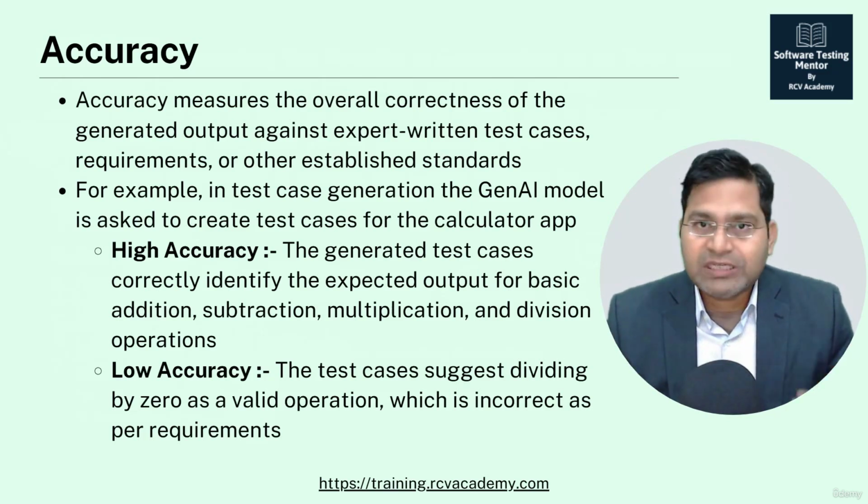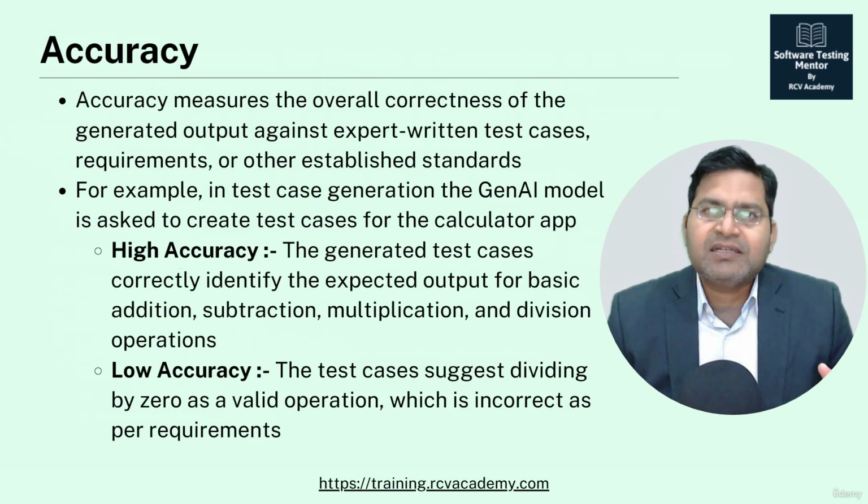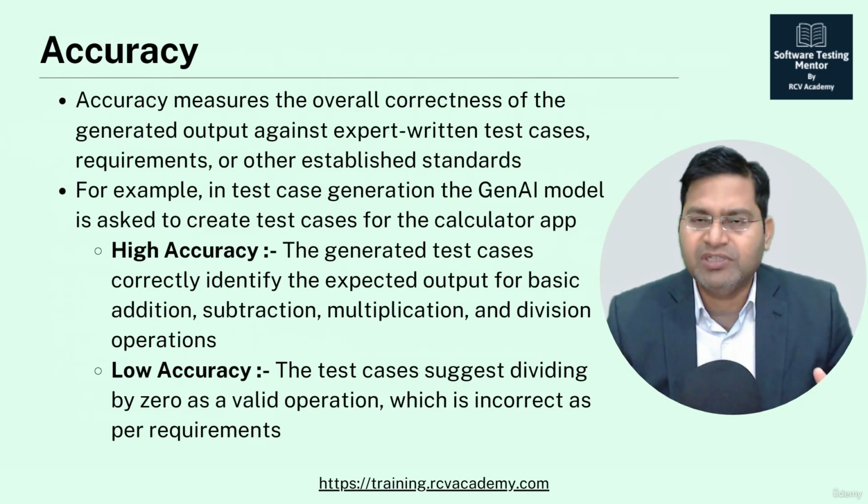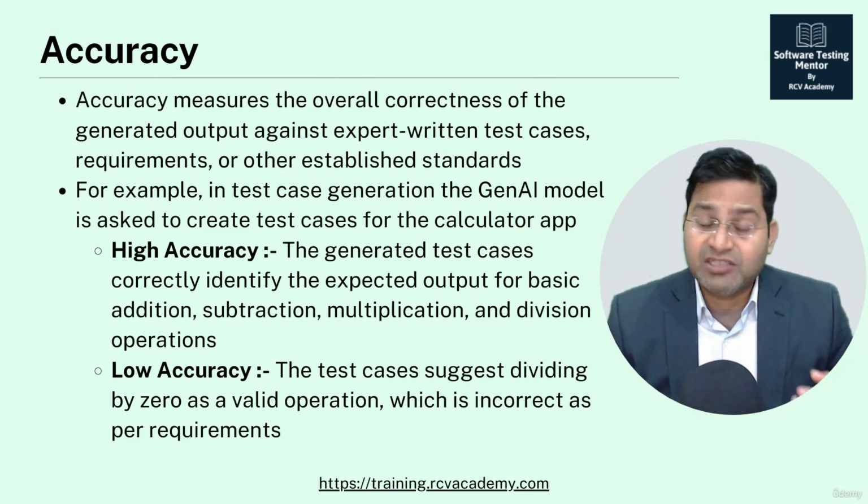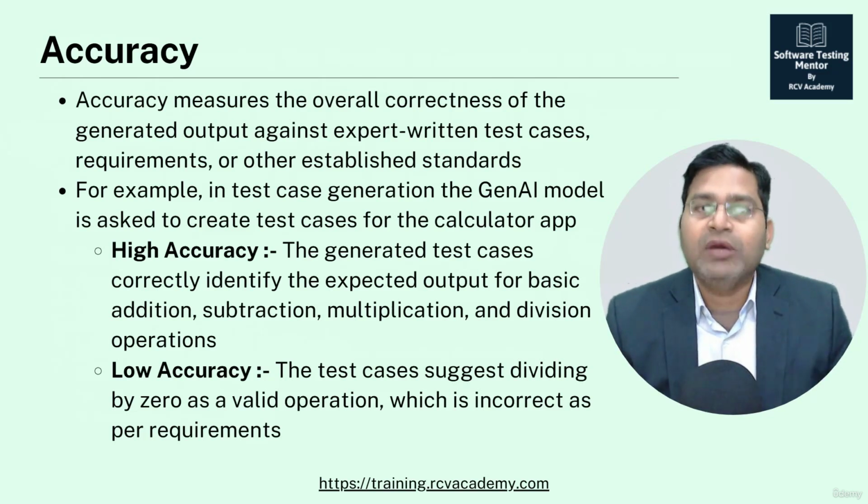For example, if we talk about test case generation in a generative AI model, if you ask it to generate test cases for a calculator app, just for example, just assume. So if we say high accuracy, the generated test cases correctly identify the expected output for basic addition, subtraction, multiplication, or division operations. But if we say low accuracy, if the test cases generated by the generative AI say that dividing by 0 is also a valid operation, then obviously you know that generative AI model is of low accuracy.